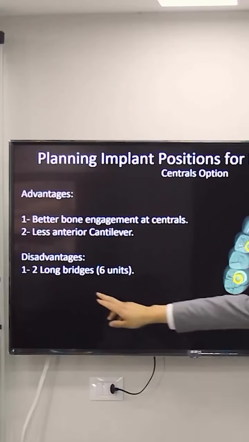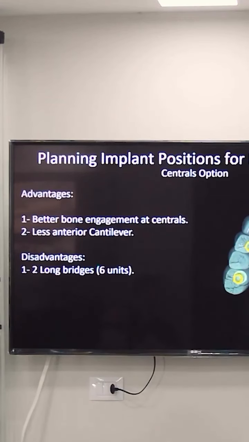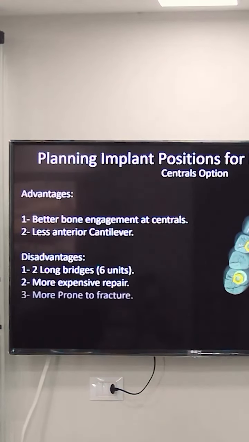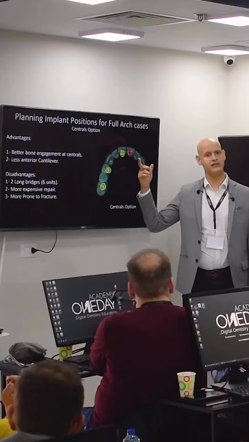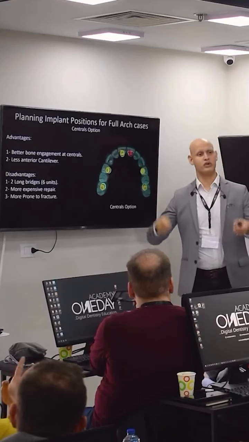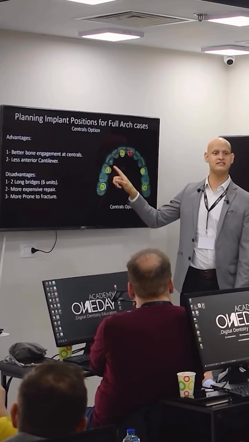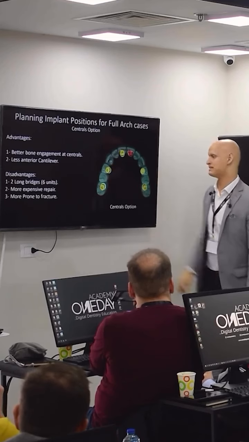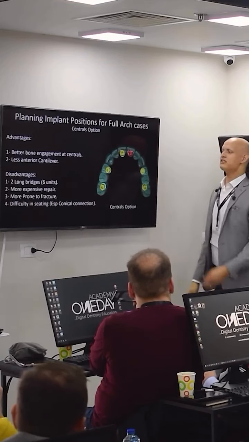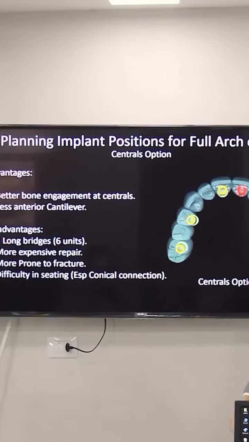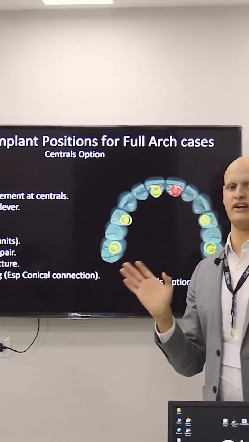So in terms of the disadvantages, as we said, two long bridges. If one of them breaks, it means that you have to restore 6 units, not only 3 as the smaller bridges. So it's a more expensive repair, obviously. And also it's more prone to fracture because it's a longer bridge, right? And also, if you're not passive enough when you're placing it or when you're removing it, you actually might break it, especially if it's a FP1, as we said. And then difficulty in seating, especially with conical connection implants, and I think all of us already know that.